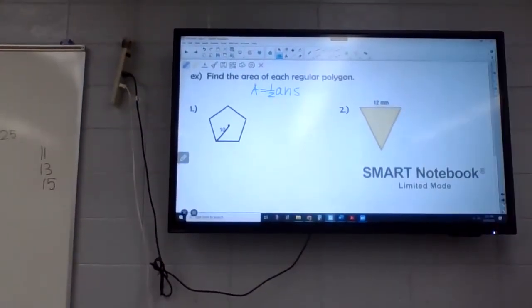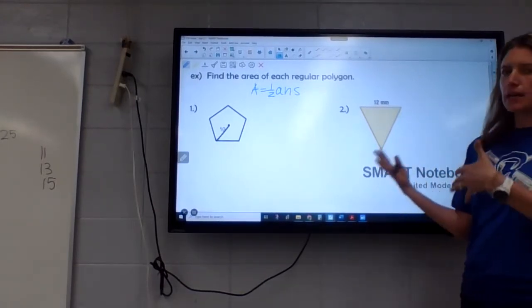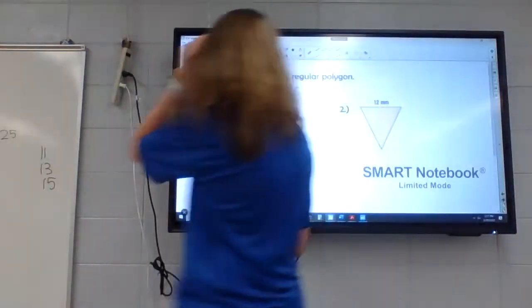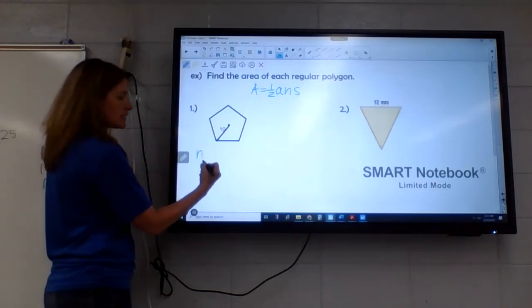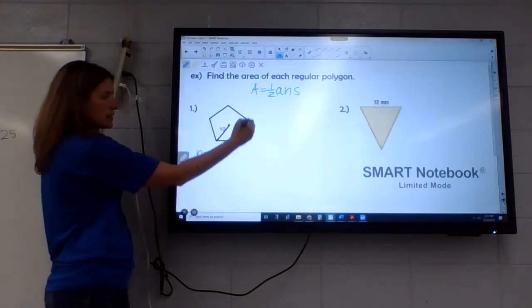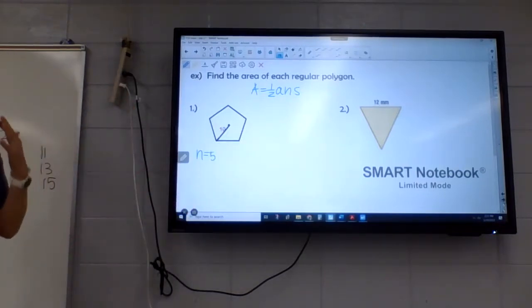Okay, so in this problem, we need 1/2 times a times n times s. Now, in this case, all I know so far is that the number of sides is 5. The number of sides, obviously, is something I can count. That's not very hard to come up with.